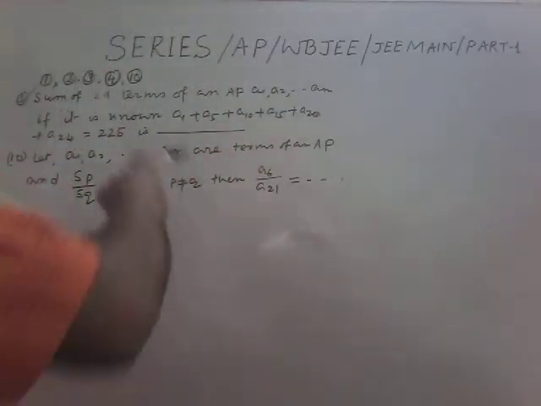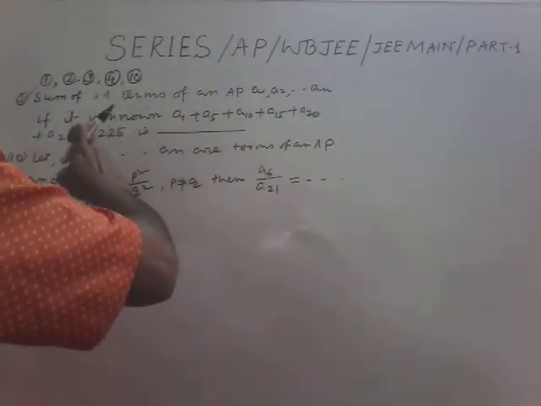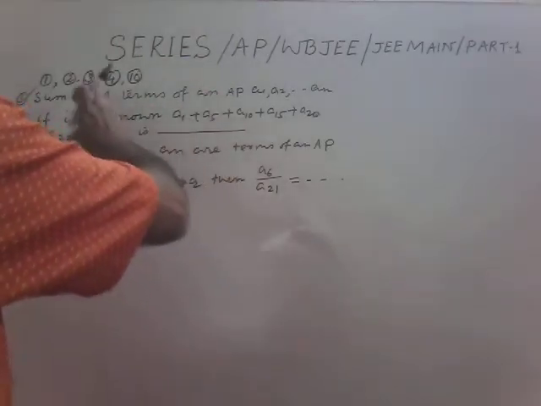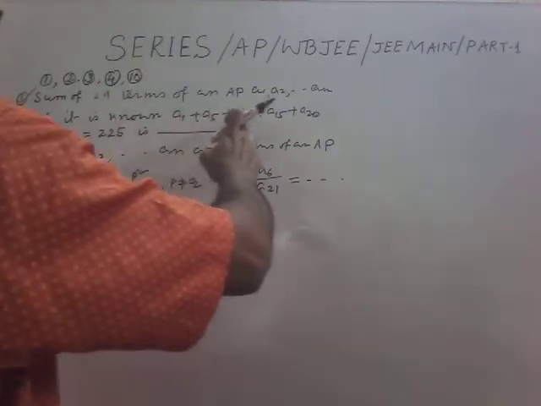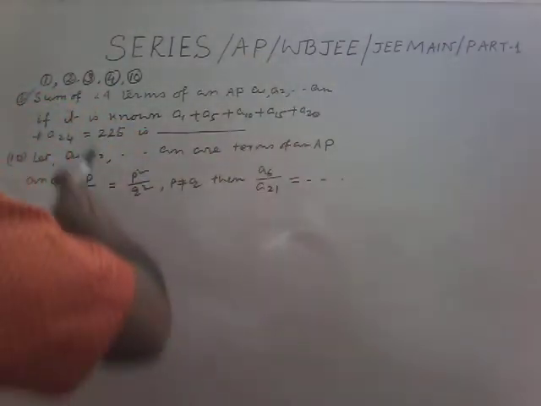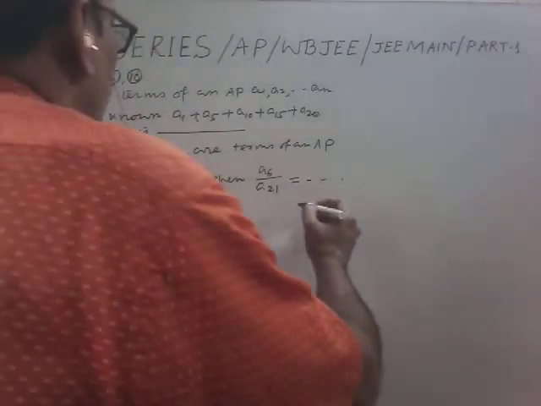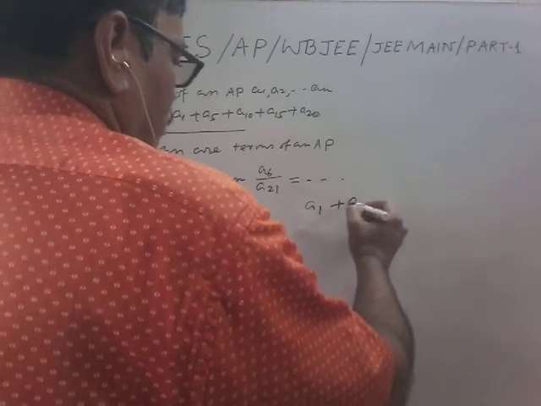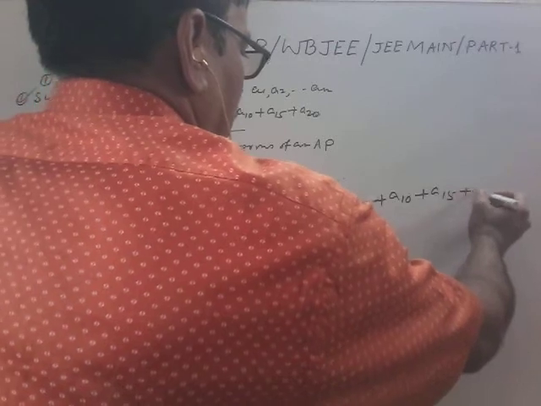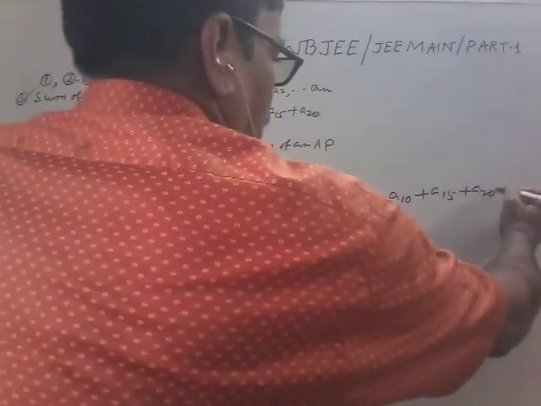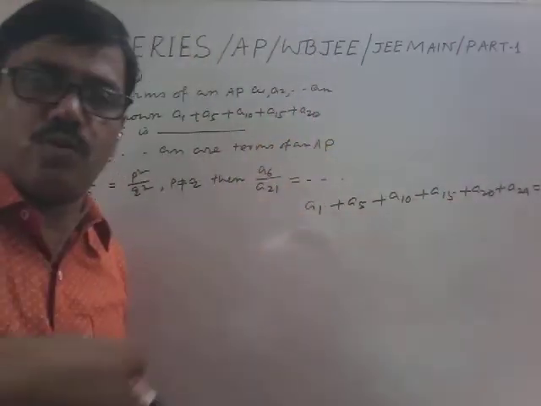So look, find the sum of 24 terms of an AP. Given a1 plus a5 plus a10 plus a15 plus a20 plus a24 equals 225. So what is given? a1, the first term, a5, a10, a15, a20, a24 sum to 225.